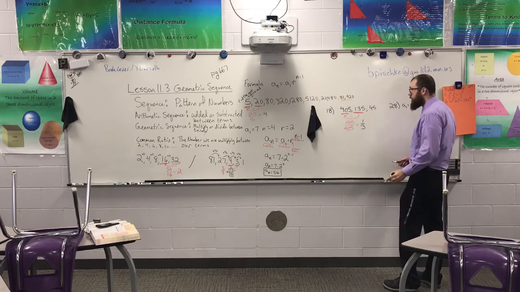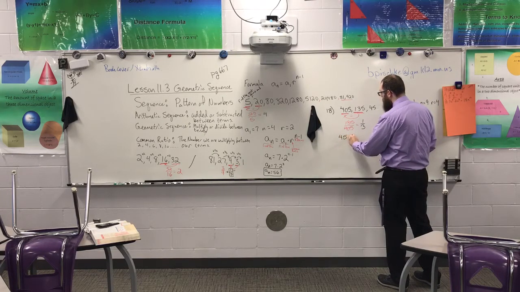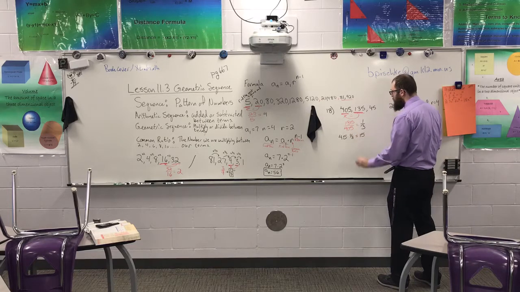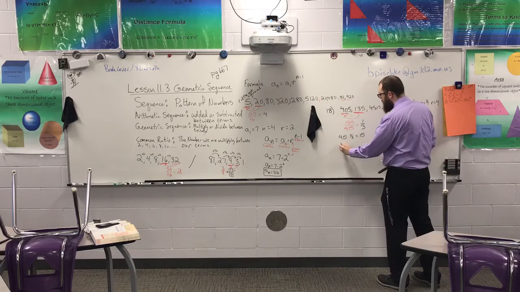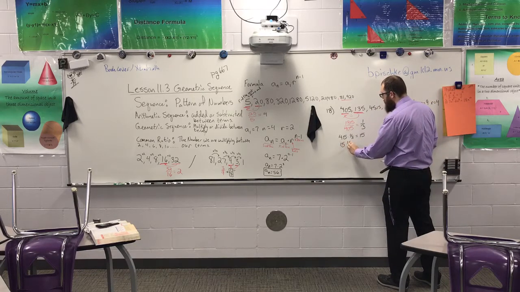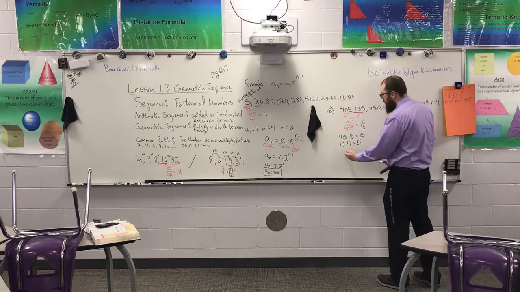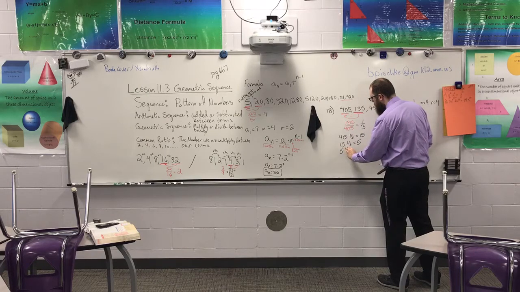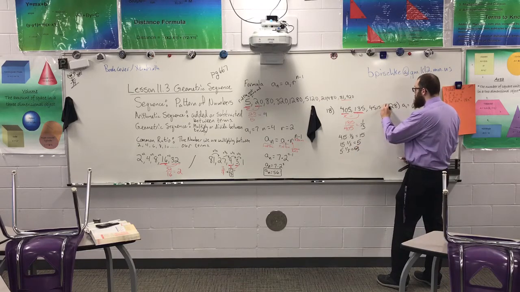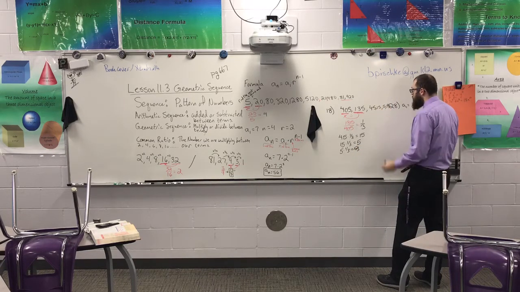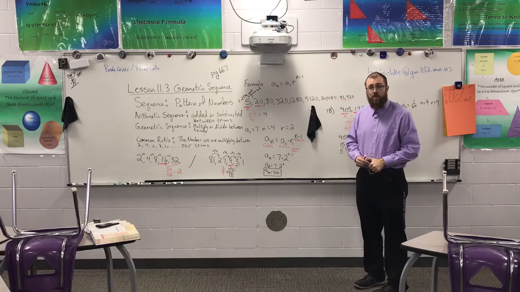So then we can continue this out. 45 times 1/3 is 15. So 15 is the next number in our sequence. 15 times 1/3 is 5. So 5 is the next number in our sequence. And 5 times 1/3 is 5 thirds, or 1 2/3, which is the next number in our sequence. 1.6 repeating, if you had that in your calculator. Okay?